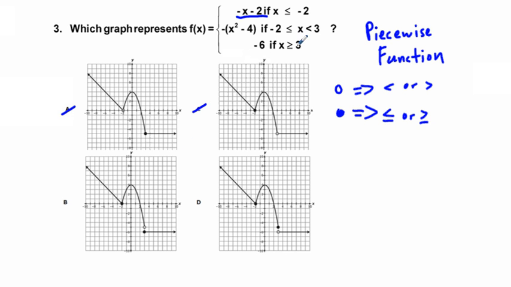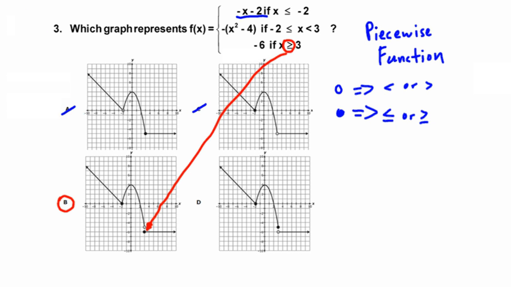And then negative 6 if x is greater than or equal to 3. Well, if we look at answer choice B, we see that we have a closed circle here. I'm going to point this out in red. Right here on this horizontal line segment at the end, this horizontal line segment at y equals negative 6. So B is going to be our correct answer. So it's going to take some analysis.